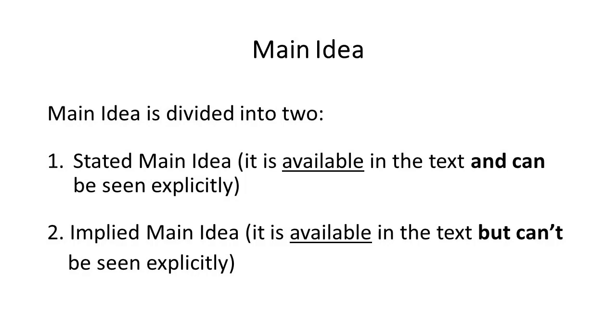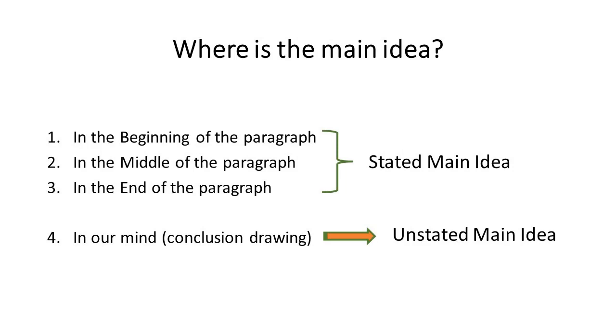That is the main idea which is derived from our conclusion. This is available in the text, but this is not explicitly stated, so we must make a conclusion. Well, in other words, you can find the stated main idea by finding the topic sentence. If you don't know about topic sentence, you can try to look for explanation about it.